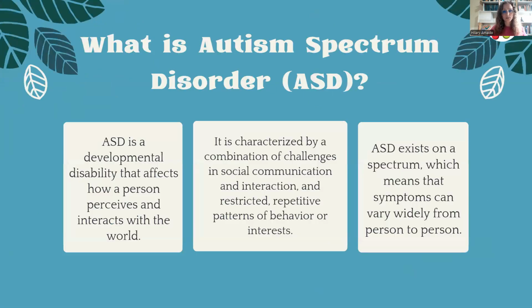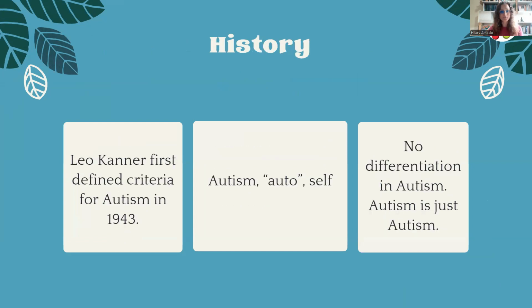What is autism spectrum disorder, or ASD? ASD is a developmental disability that affects how a person perceives and interacts with the world. It is characterized by a combination of challenges in social communication and interaction and restricted, repetitive patterns of behavior and interests. ASD exists on a spectrum, which means that symptoms can vary widely from person to person.